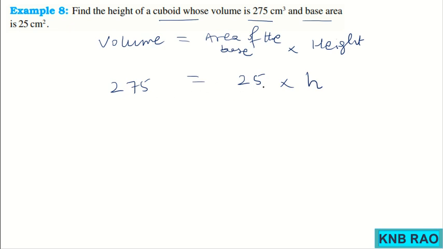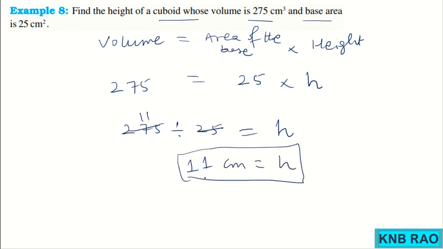Now 275 equals 25 into h, it became a simple equation. Now if this 25 comes this side, it divides. So 275 divided by 25 is the height. So 25 11s are 275, so 11 centimeter is the height. So this is how we find the height. Now we shall move on to the next question. I have forgotten how to write the presentation of this. Let me show the writing presentation of this same solution.